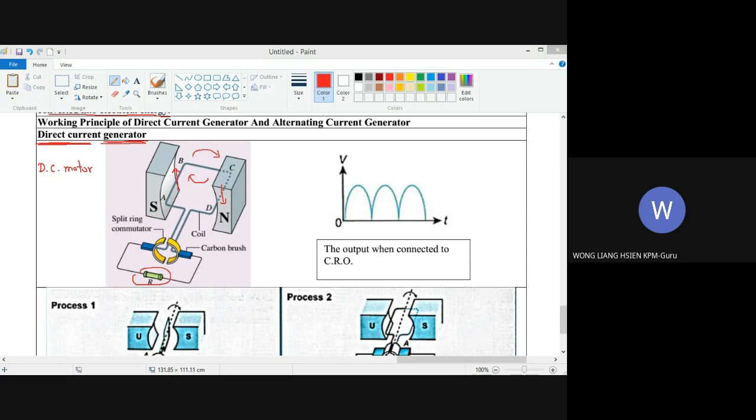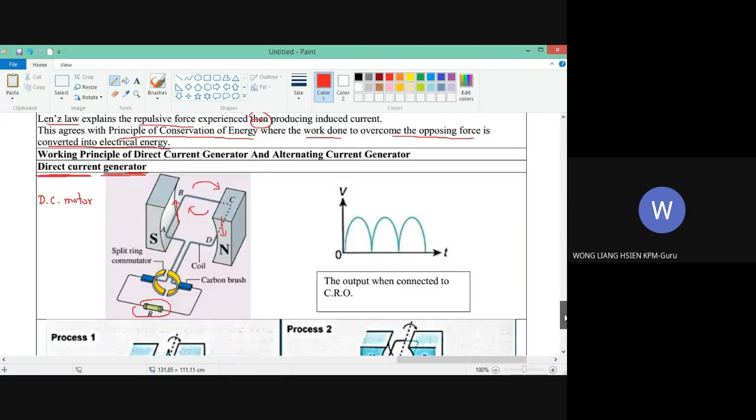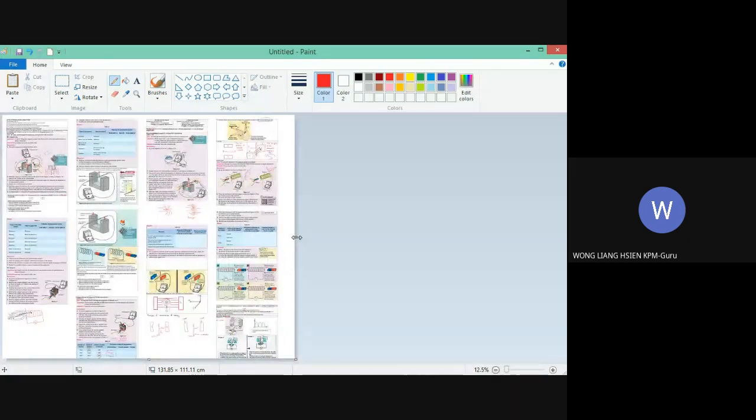Look at this process one. I make this bigger a bit. So let's say that, wait a minute. Let me make this bigger a bit. Hey, wait. Not enough space.